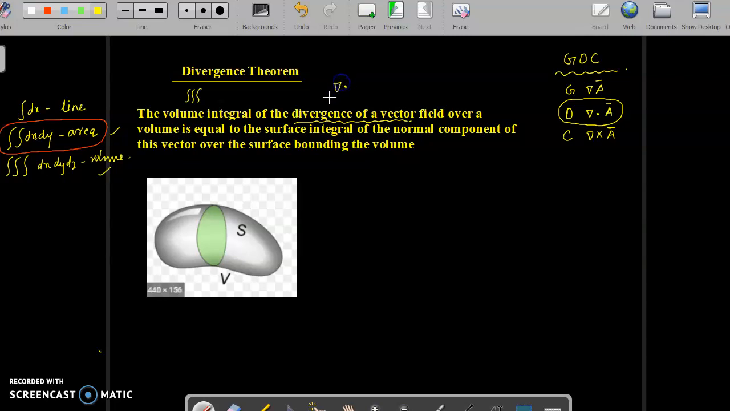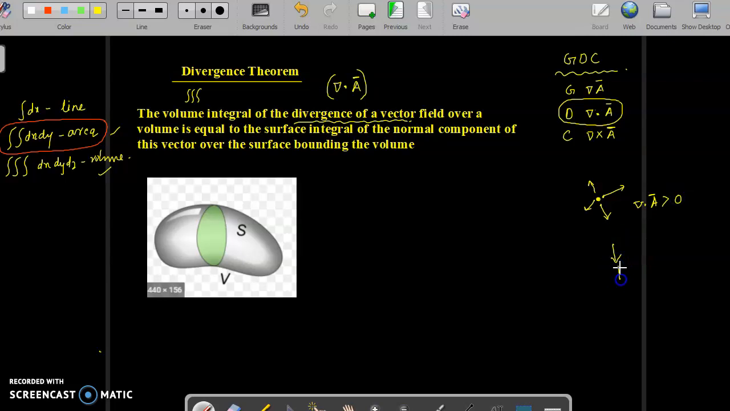So three operations we can do with the del: the gradient, divergence, and curl. So here, the divergence of the vector field. Let us take a vector field A. If the vector A is sinking, we will get a negative result. If the vector is sourcing, we will get a positive answer. That means this is sinking and sourcing. So here we can see that the field is sourcing from a point. So here the divergence of the vector field is greater than 0.